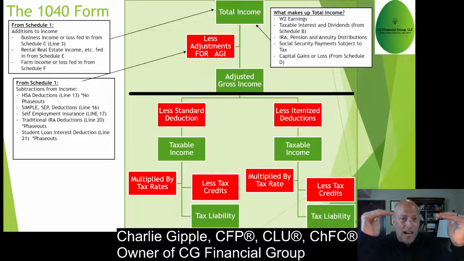Why is above the line so cool versus below the line? A below the line deduction might be, say, interest on my mortgage. That is an itemized deduction, right? I'm not going to itemize my deductions, which means that below the line deduction doesn't mean anything to me. I'm going to take my standard deduction this year, which I'm going to explain in a bit.